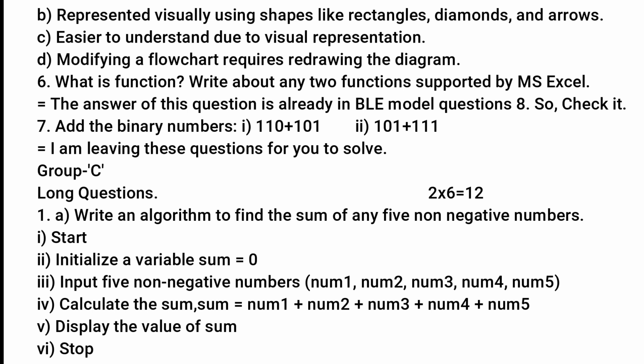Group C. Long questions. 1.A. Write an algorithm to find the sum of any 5 non-negative numbers. 1. Start. 2. Initialize a variable sum is equal to 0. 3. Input 5 non-negative numbers, num1, num2, num3, num4, num5. 4. Calculate the sum is equal to num1 plus num2 plus num3 plus num4 plus num5. 5. Display the value of sum. 6. Stop.